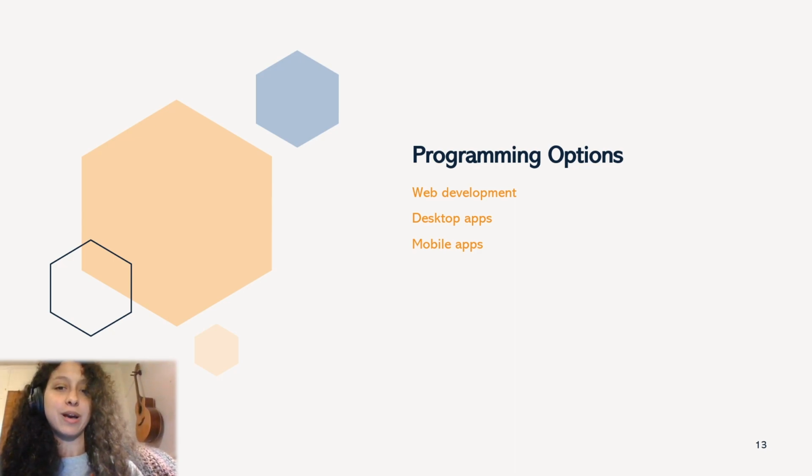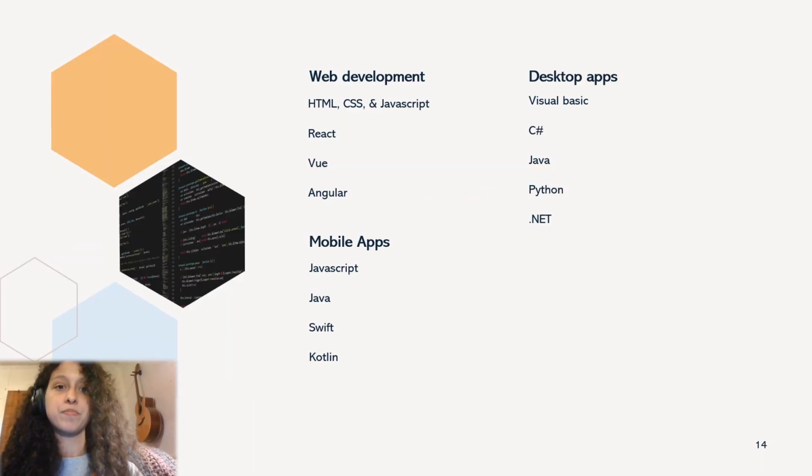Next, we have programming options. There are a variety of different tools and libraries, of course, but there's also many different languages that developers can use. And the languages used may depend on web development, desktop apps, or mobile apps that are being developed. For web development, you largely have HTML, CSS, and JavaScript. There are React, Vue, and Angular as well, largely geared towards the interactivity and responsiveness of web development design.